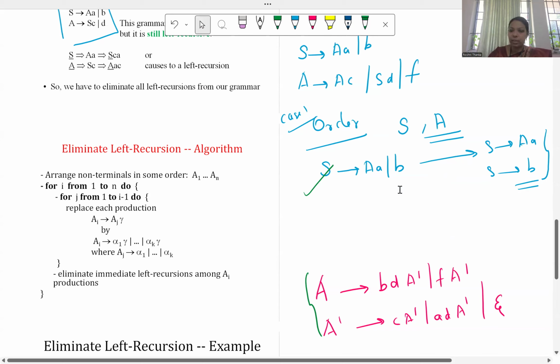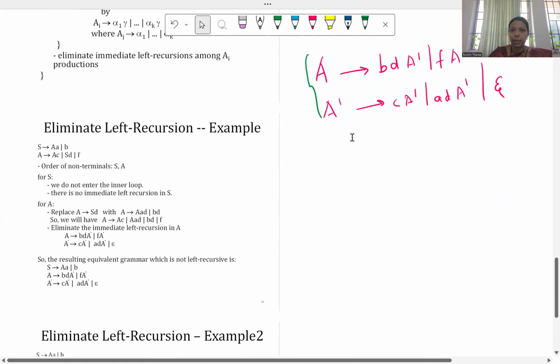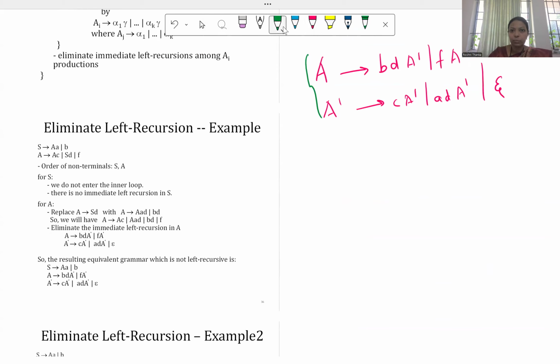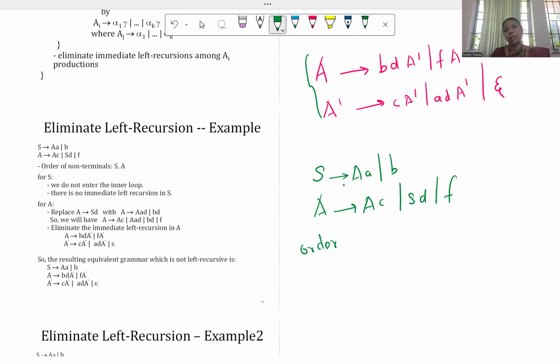The next time we will change it. We can order as A and then S. So let me write it again. The same question I'm going to write: S tends to AB and A tends to AC. Same question which I have already written. Earlier we ordered first S, then A. Now I am going to order it as A, then S.